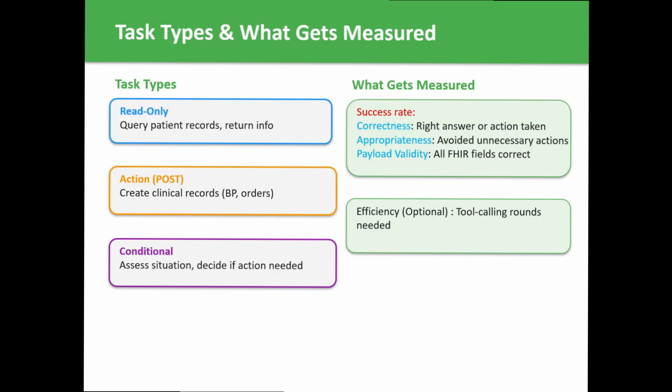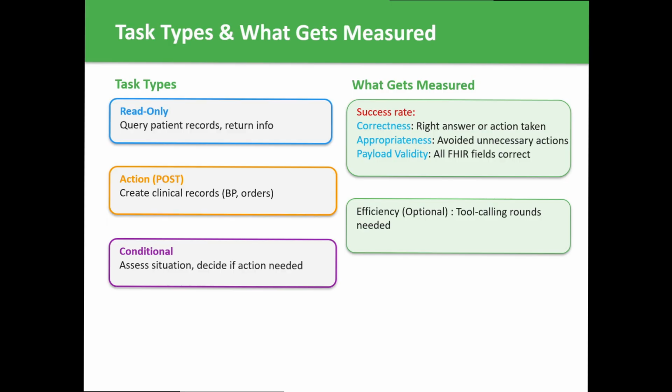So now let's talk about the available task types and what actually gets measured. We have 3 major task types. We have the read-only tasks like querying patient records. Then we have the action tasks like creating clinical records. Then we have the conditional tasks, which assess the situation first and then decide if an action is needed.